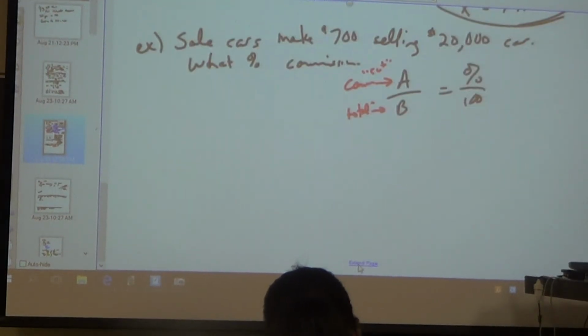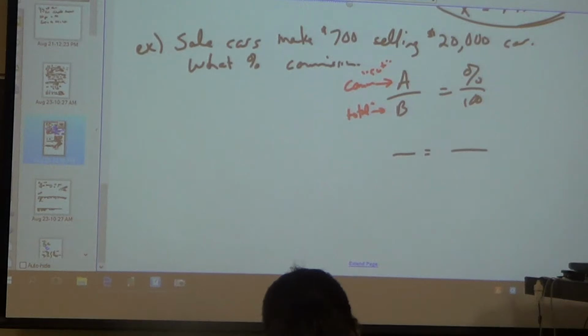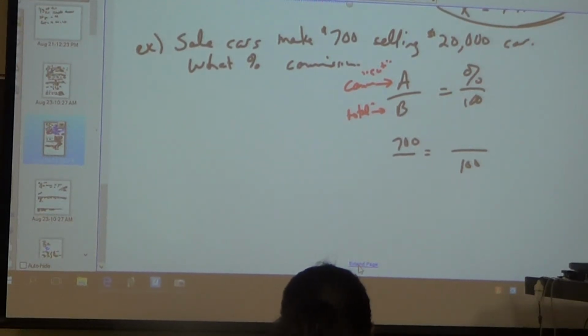Tell me where I'm going to put my numbers. Where does the 700 go? That's my A, that's my cut, that's my paycheck. Where's the 20 grand going? That's my B, that's the total amount I sold. And I'm trying to find the percent, which is here.